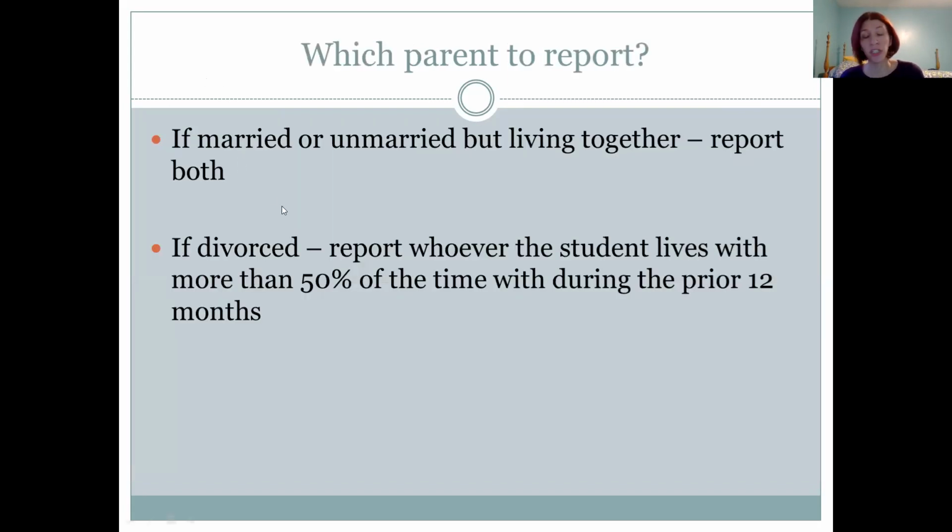So if you say no to those questions, which again, most students in high school typically will, you then go on to reporting parent information. One of the questions I get asked a lot is, okay, which parent do I actually report? If your parents are married, or unmarried but living together, you're going to report both of their income information and both of their normal information on the FAFSA.